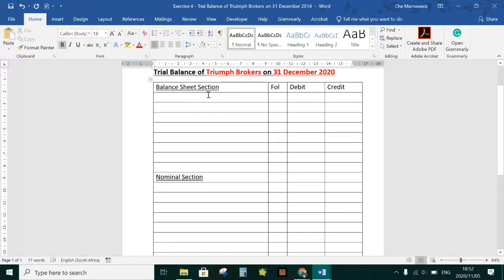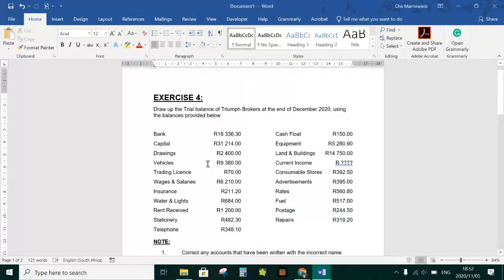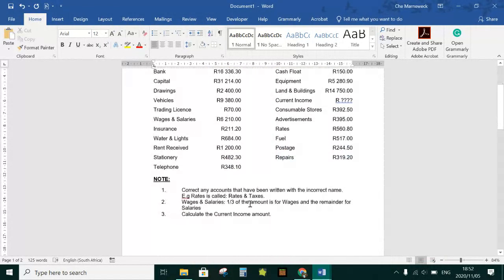You start with the balance sheet section, followed by the nominal section. So we fill in balance sheet section. Don't fill in nominal section yet. We're not sure exactly where that's going to go, so I'm just going to delete that quickly. We just start with balance sheet section for now. We look at the exercise. We need to put this in order.